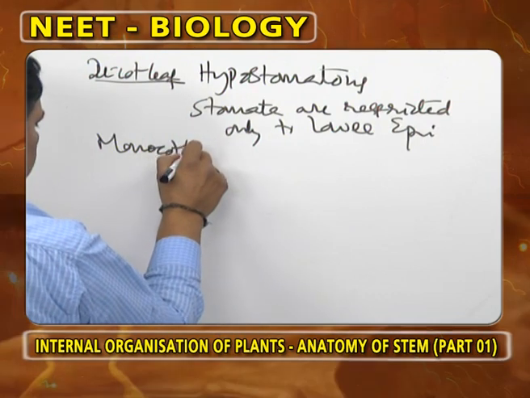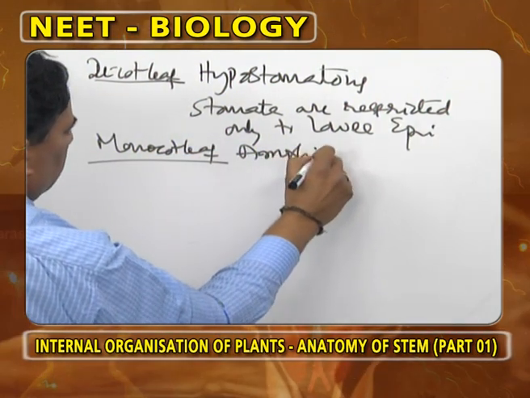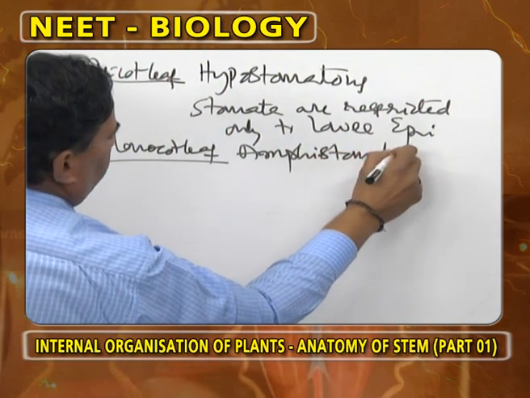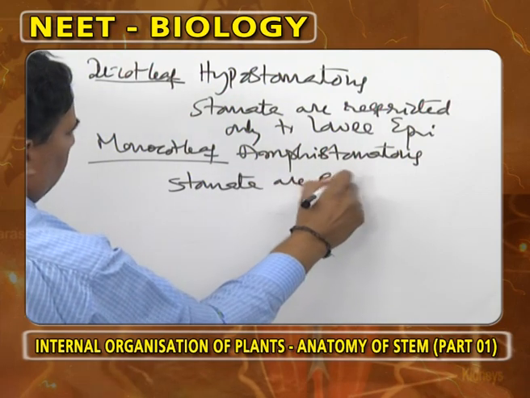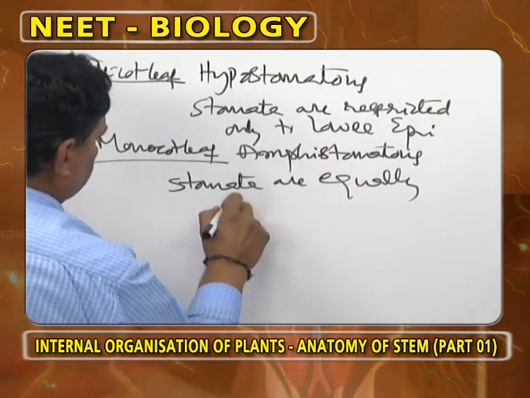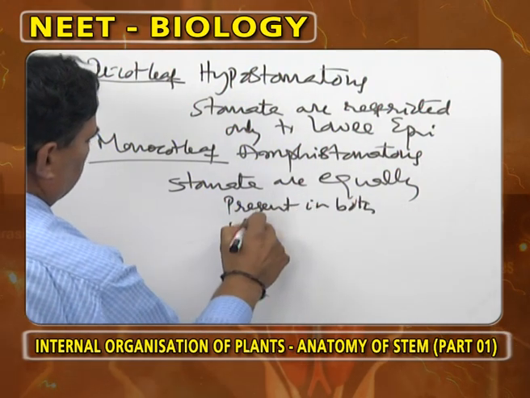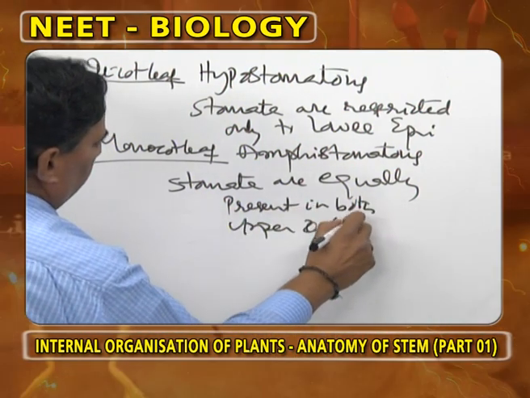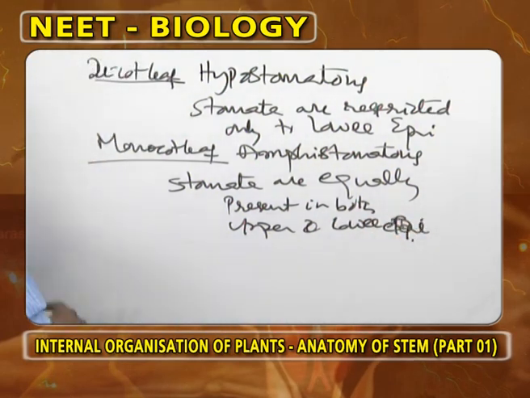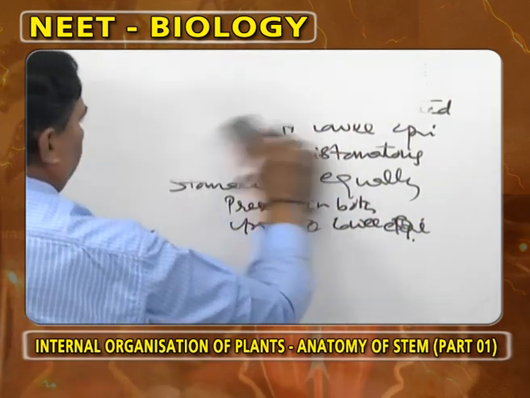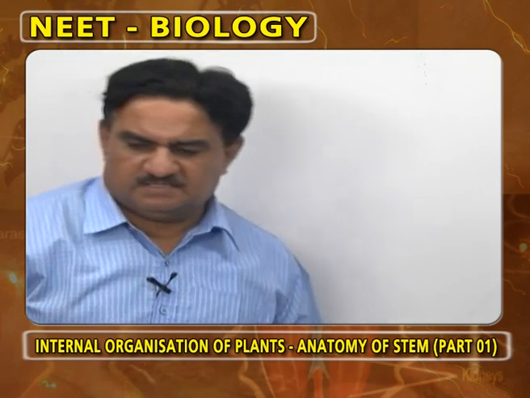Monocot leaf is called amphistomatous. That means stomata are equally present in both upper and lower epidermis. So, hypostomatous condition is found in dicot leaf. Amphistomatous condition is found in monocot leaf.